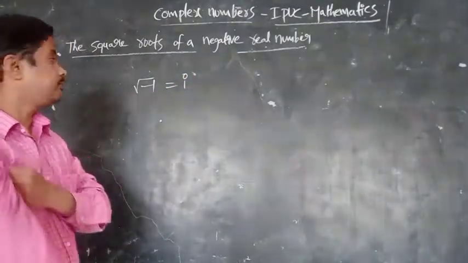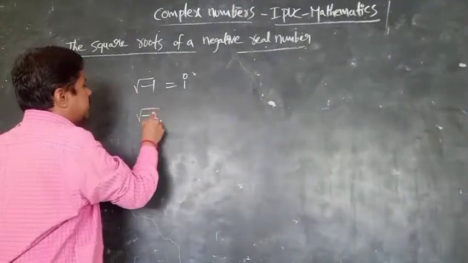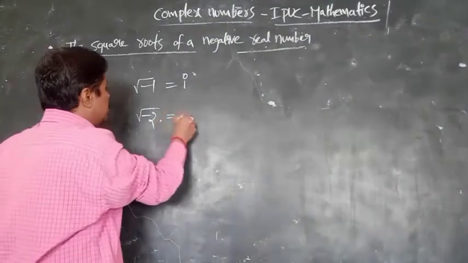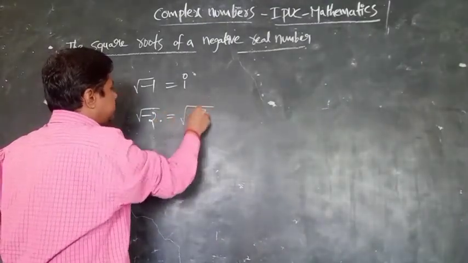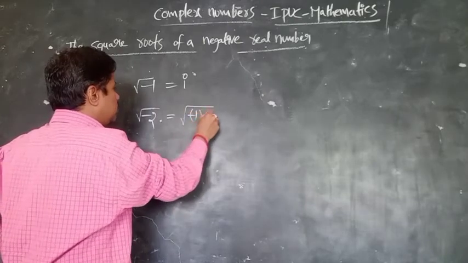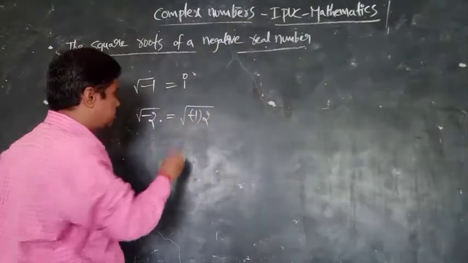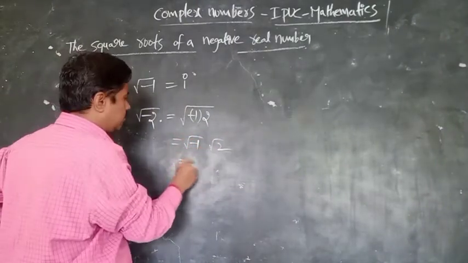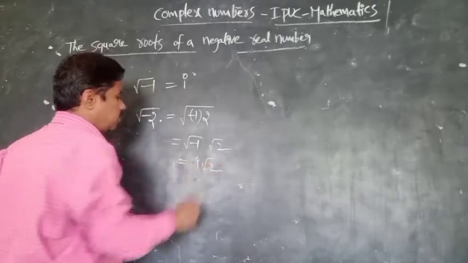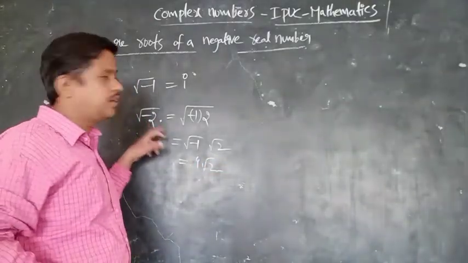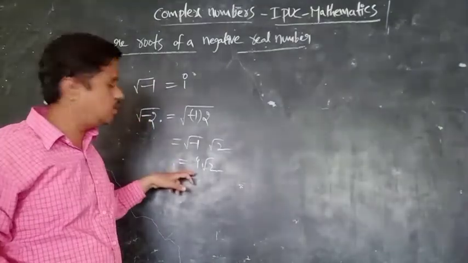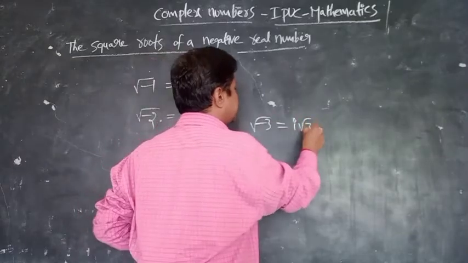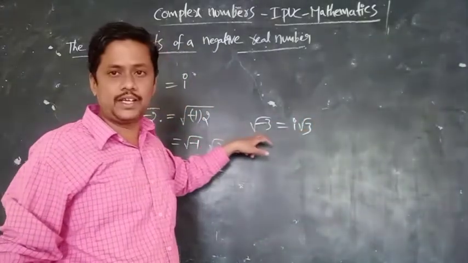Next, root of minus 2. How to do this one? Root of minus 2 is equal to root of minus 1 into 2, which is root of minus 1 into root 2. Root of minus 1 is equal to i, so i root 2. Like that we have to write: root of minus 2 is i into root 2. Root of minus 3 is i root 3.